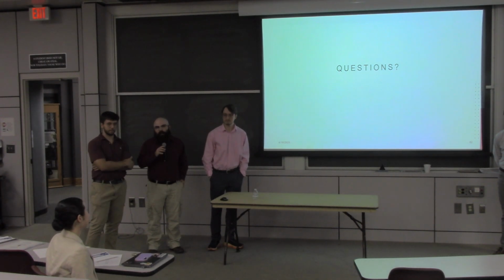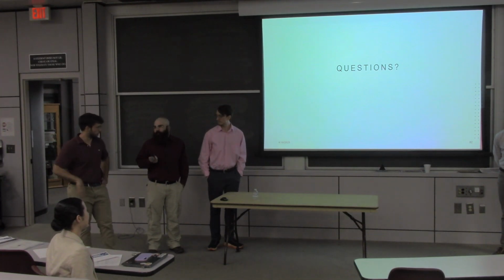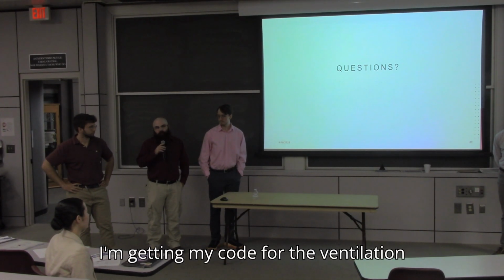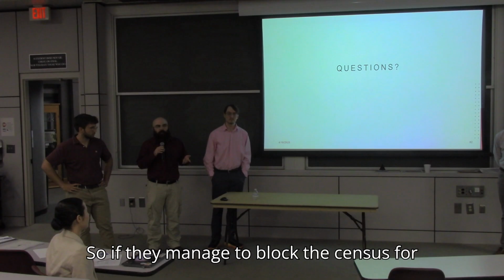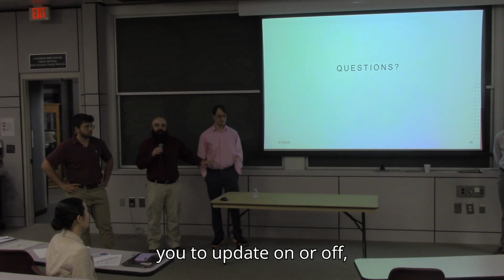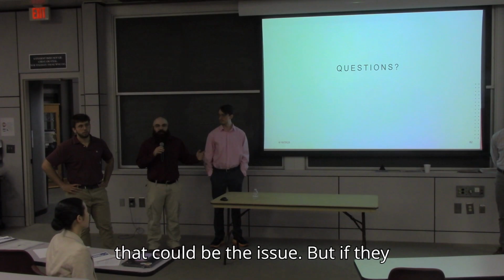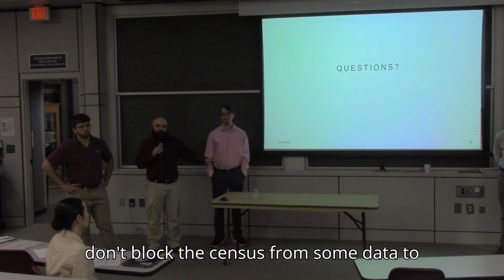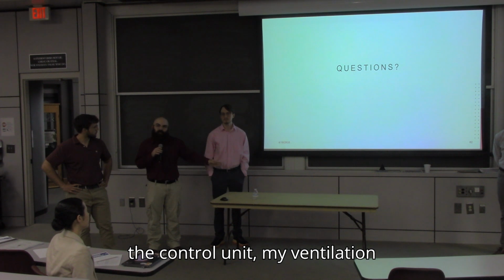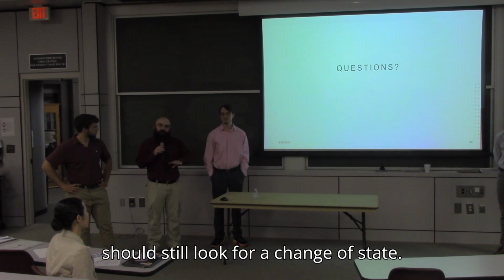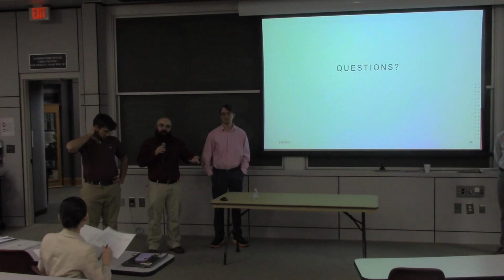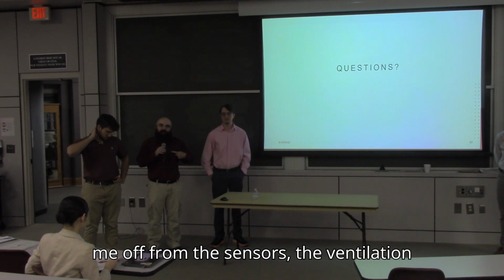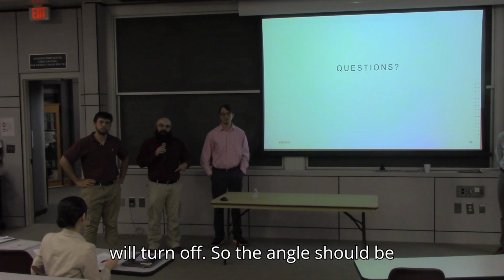On top of that, I wrote my code for the ventilation unit to detect the state change. So if they manage to block the sensors from even updating on or off, that's gonna be a big issue. But if they don't block the sensors from sending data to the control unit, my ventilation should still look for a change of state. So if somebody sends a fake on from their computer, well, the Raspberry Pi is going to send me off from the sensor, so the ventilation will turn off. So it isn't going to be always on.